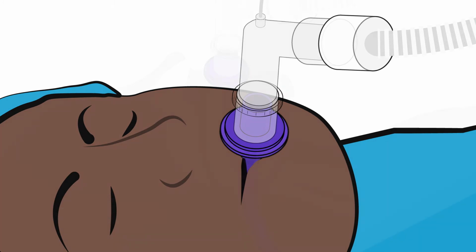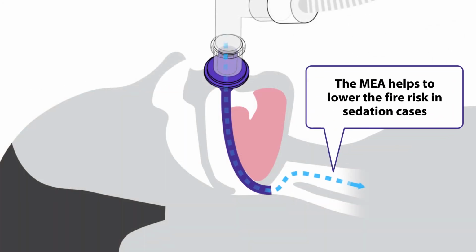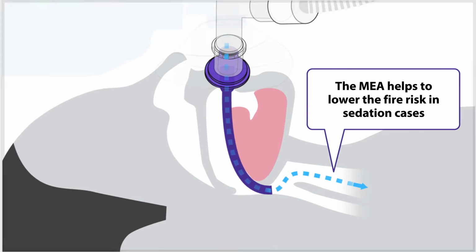In sedation cases, the MEA also helps to lower the fire risk when attached to the circuit and following the fire risk protocol by minimizing FiO2, reader flow, and adjusting the APL. The MEA places the oxygen closer to the lungs, lowering the accumulation of oxygen around the patient's face.